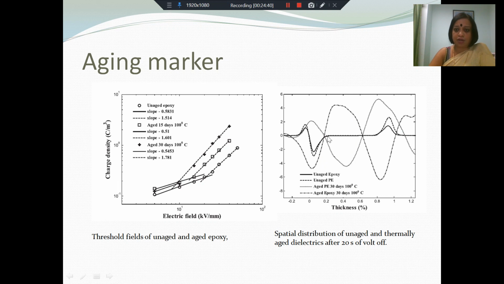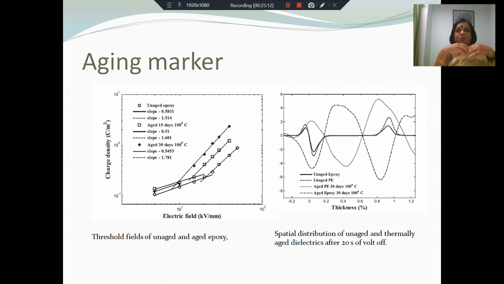Polyethylene is this one. So here you see something interesting. For polyethylene also, the charge density at the electrodes has gone up, but here it has not gone up as much as in the epoxy. And also in this case, you see that there is considerable charge trapping within the volume of the dielectric. I'm not going to discuss the polarity of the charges in the volume of the epoxy and polyethylene. That is beyond the scope of this lecture.